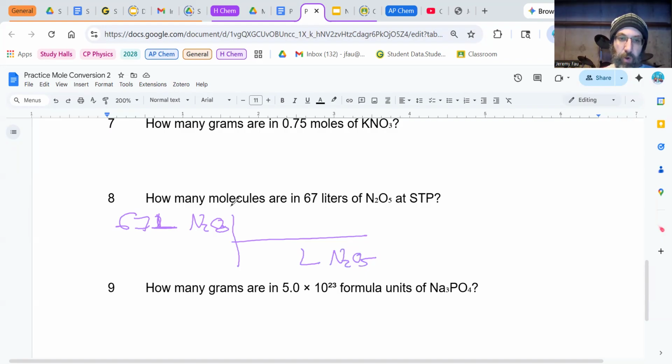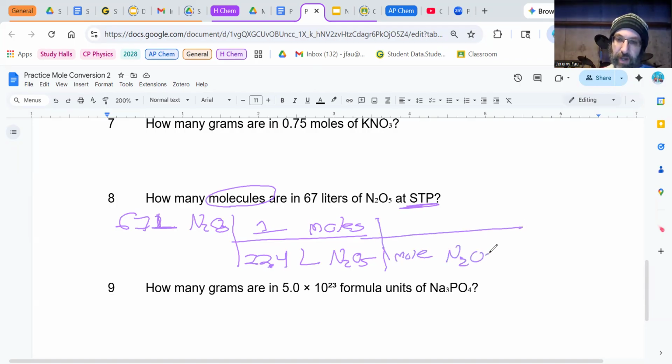Now, again, our goal is to get to molecules or atoms. We cannot go from liters to molecules. We can go from liters to moles. When we're at STP, 1 mole of any gas at STP is 22.4 liters. Well, now 1 mole of our gas of N2O5, 1 mole of anything, is 6.02 times 10 to the 23rd atoms.